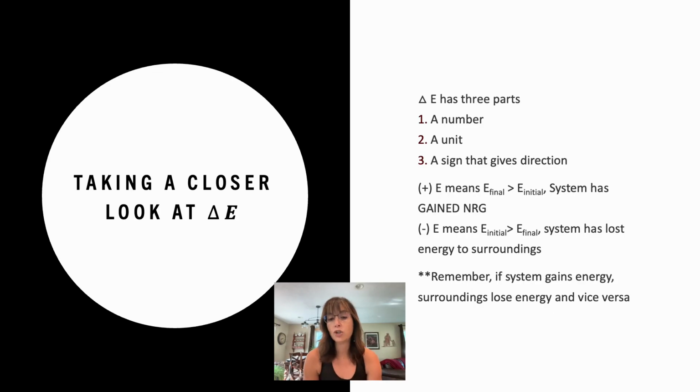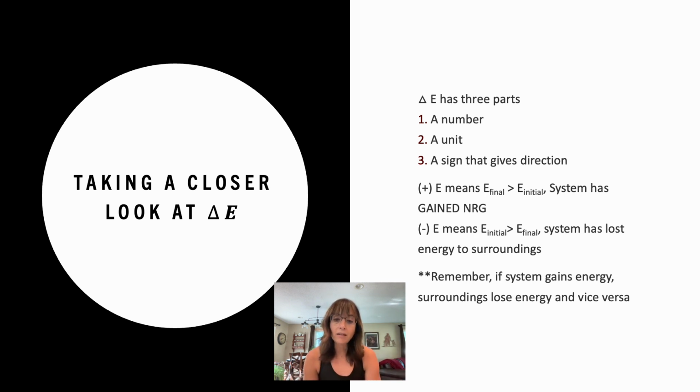Let's just look at change in E a little bit more. Change in E should have three things. It should have a value, a number, a unit, that's a label, and a sign that gives direction. When delta E is positive, that means that the final energy is greater than the initial energy. That means that the system has gained energy, so the surroundings have done work on the system.